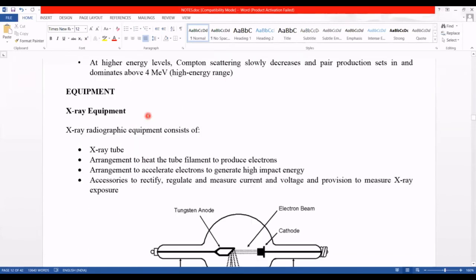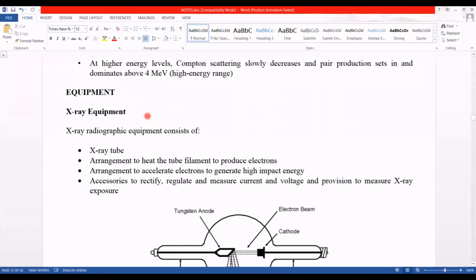Next topic is equipment. What kind of equipment is required for radiography? Here we are using two types of radiation, X-ray and gamma ray. What kind of equipment is required for X-ray radiation, and what kind is required for gamma ray radiation? First is X-ray equipment.